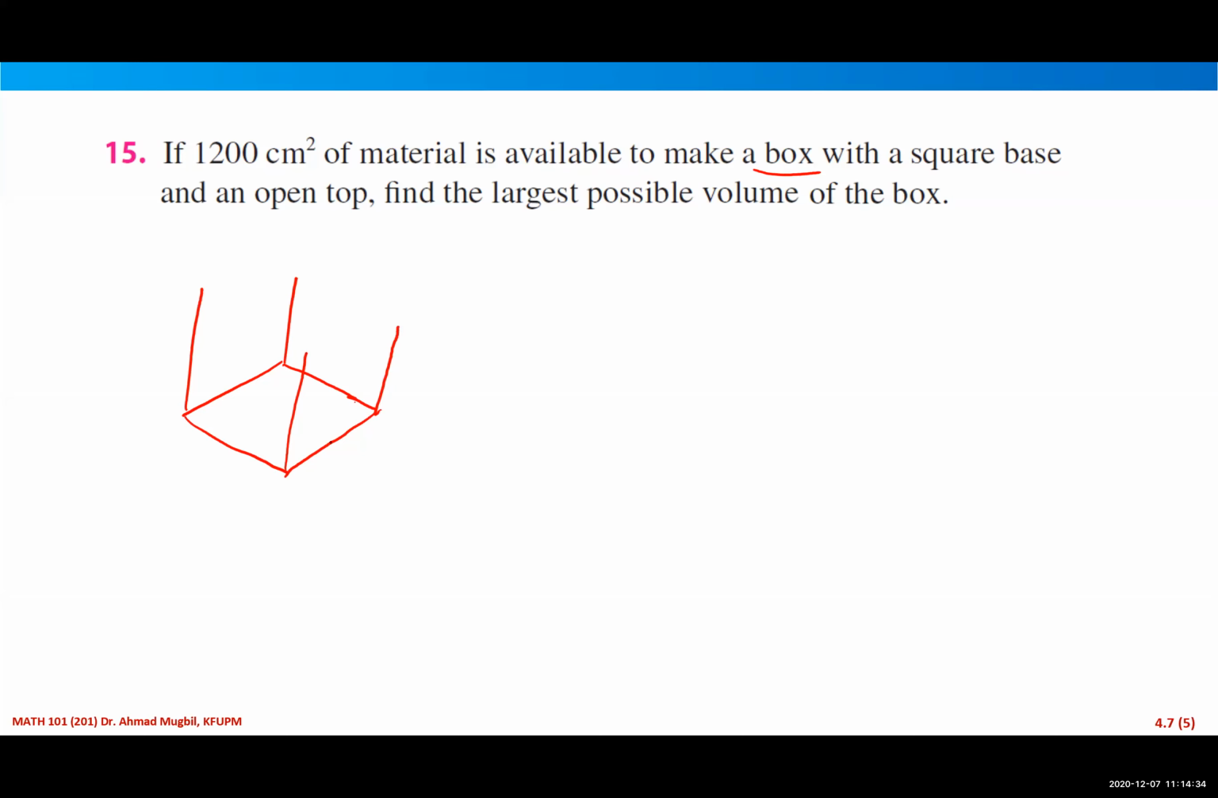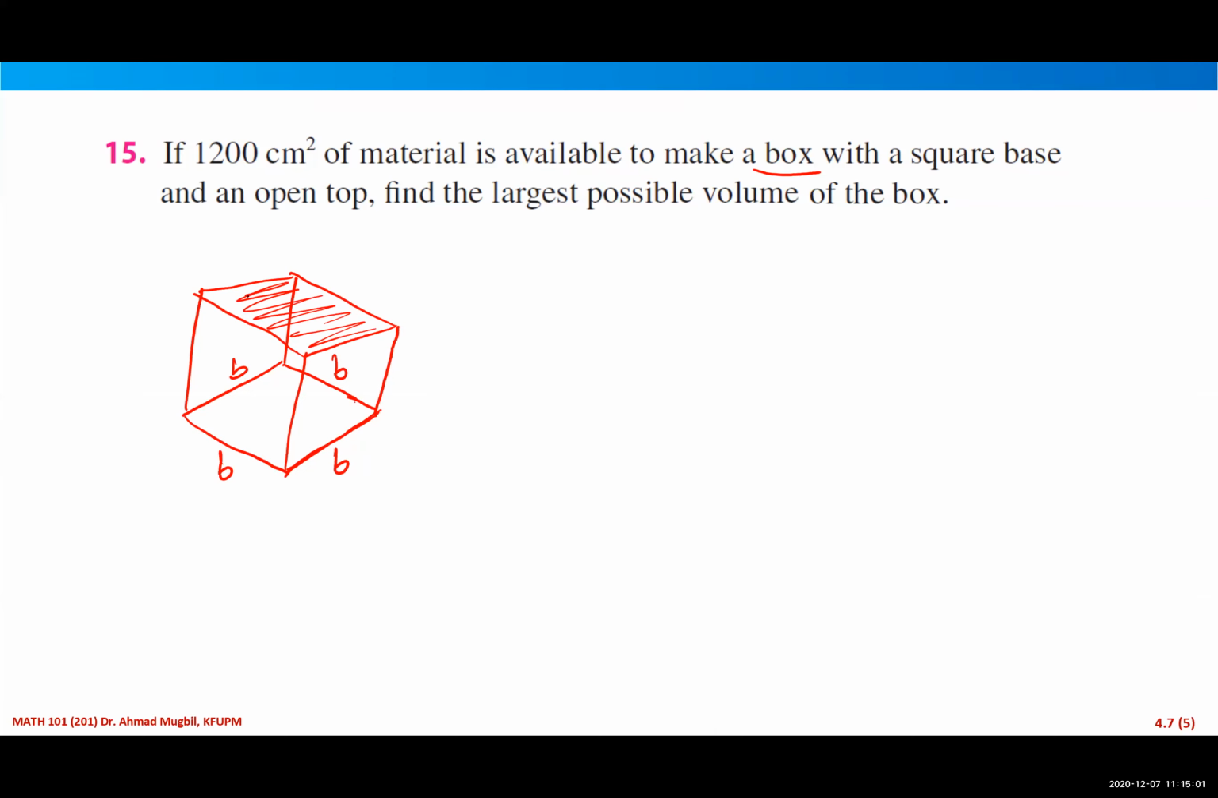So this means that, ya shabab, if this is x, let's call it b because we are talking about base. So this is b, this is b, this is b. It is squared. So with a square base and open top. So we don't have it. It is open here. This top is open. So I will just make it like this to remember that it is not included.